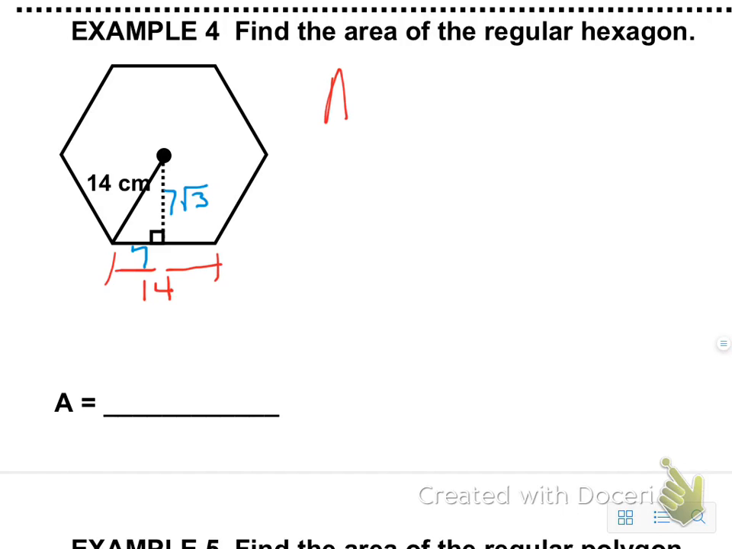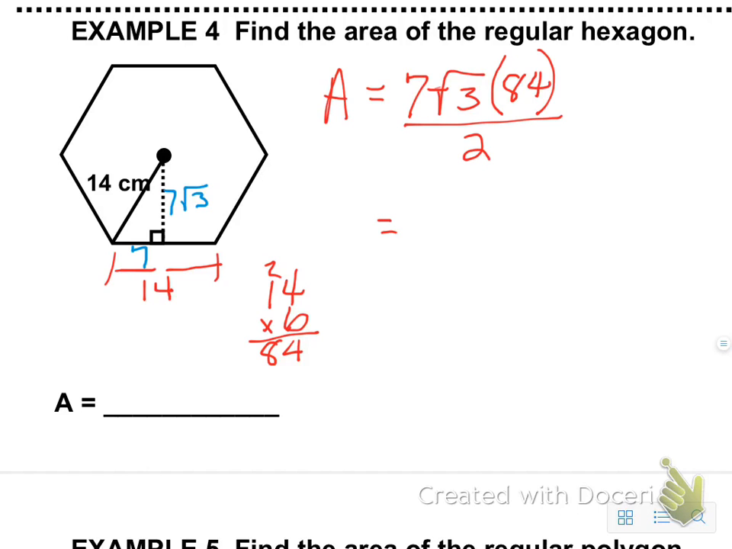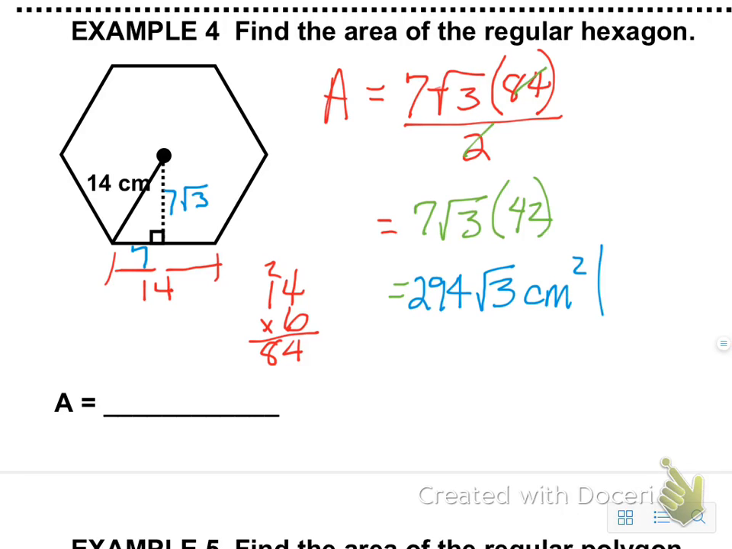So I'm going to do area equals apothem times the perimeter, so 14 times 6 is 84. Divide that by 2. Again, you can reduce first, or you can multiply and then divide by 2. I'm going to reduce the 84 by 2. So now I have 7 square roots of 3 times 42. Multiplying the 42 times 7, that's going to give me 294 square roots of 3, and our units are centimeters, and we're going to square it since we're finding the area.